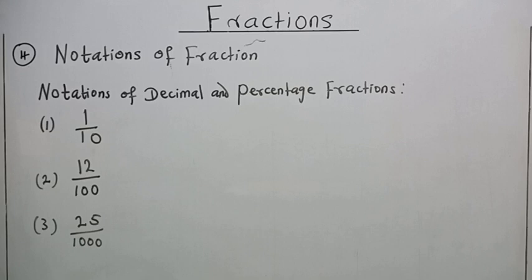Now let us learn different notations of decimal and percentage fractions. That is, different ways people have chosen to write decimal and percentage fractions. Take note of these three fractions here. The first is 1 over 10. What type of fraction is that? In what form is it? Is it vulgar, decimal, or percent? Obviously, this is in decimal form.